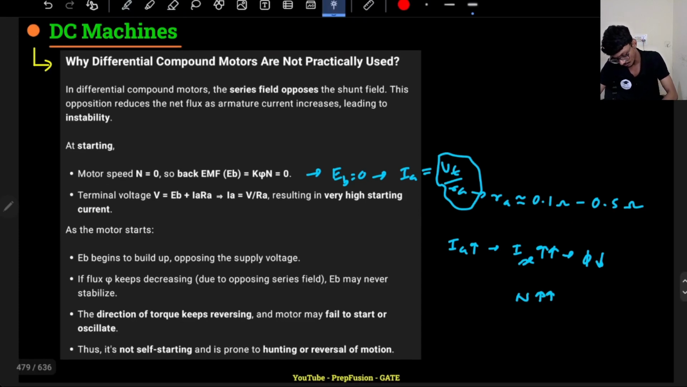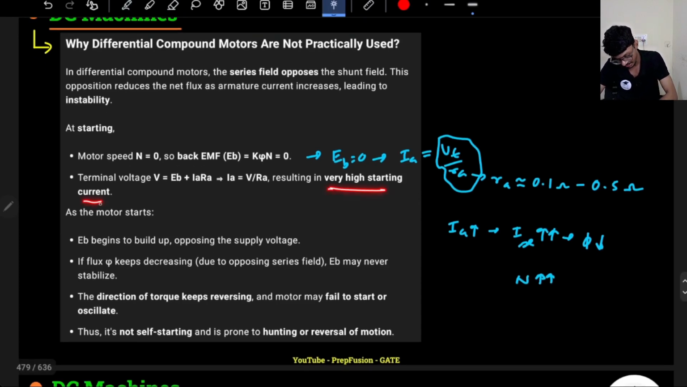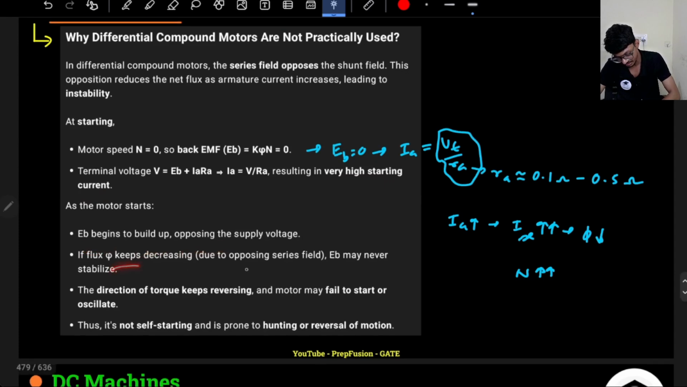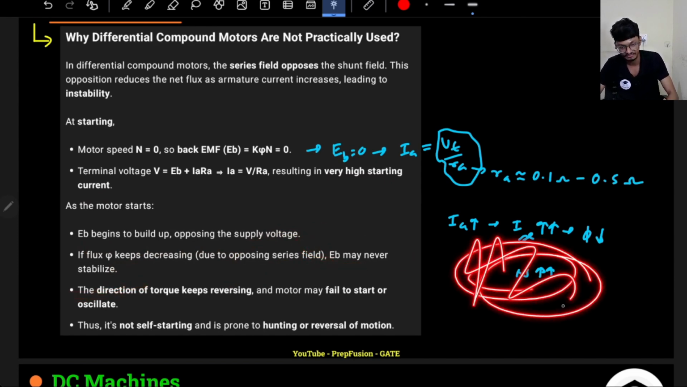So it will take a very high starting current. EB begins to build up, opposing the supply voltage. Flux keeps decreasing due to the opposing series flux. EB may never stabilize because the speed is increasing at a very fast rate.